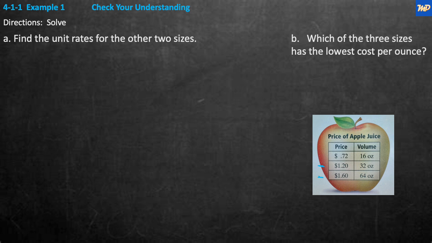This is a check your understanding, so go ahead and give these two a try, and when you come back, we'll work them together. What it's asking in problem B is, which of the three sizes has the lowest cost per ounce? You'll be able to tell that when you do the problem. So go ahead and pause the video and work these out. When you come back, we'll do them together.